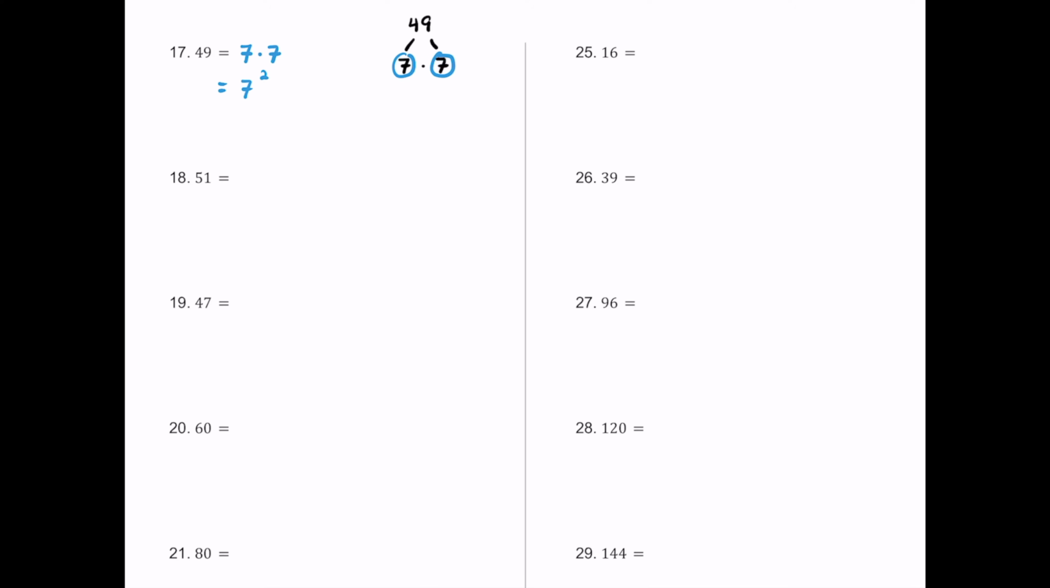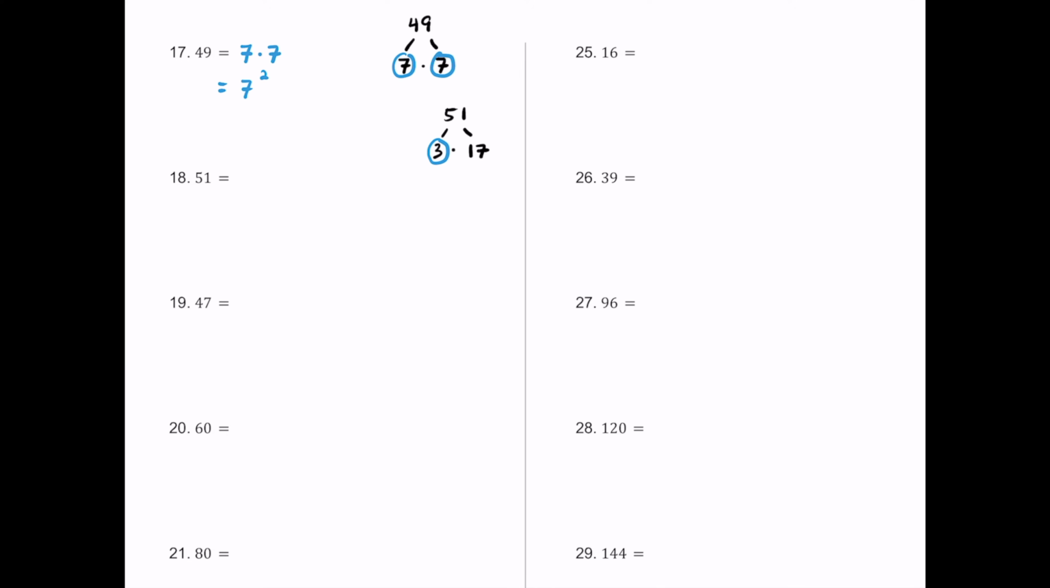For number 18, we have the number 51. So 51 we'll start with. If you're trying to think of something it's divisible by, remember you can add 5 plus 1 is 6. So you know if 6 is a multiple of 3, then you can divide this by 3. Turns out 3 times 17 is going to be equal to 51.